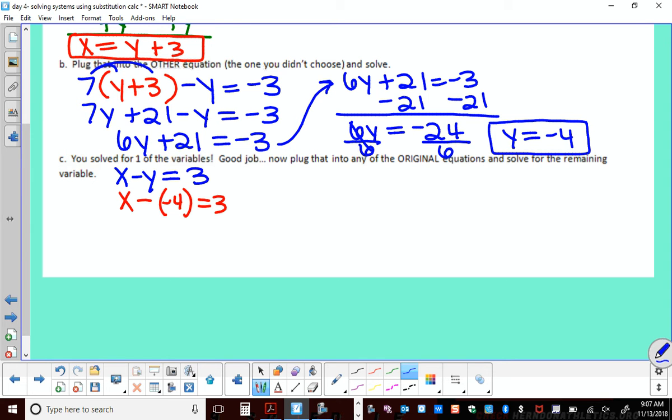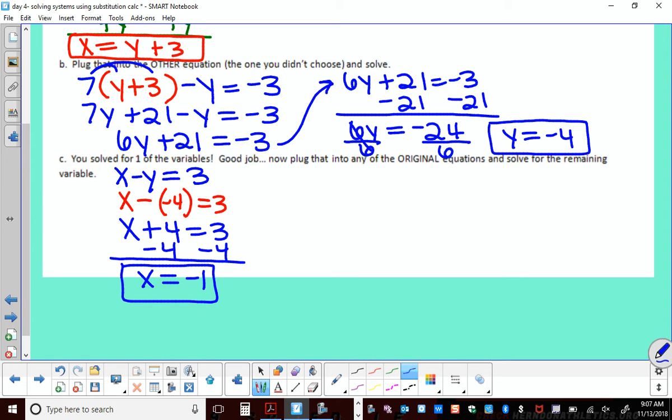Well, I know that this is really x plus 4, right? It's a double negative. How do I solve for x? Subtract 4. So x equals -1. So now I have a y, and now I have an x. All right, this is the long way. This is substitution because we subbed in one equation for the other, and we found the variables.